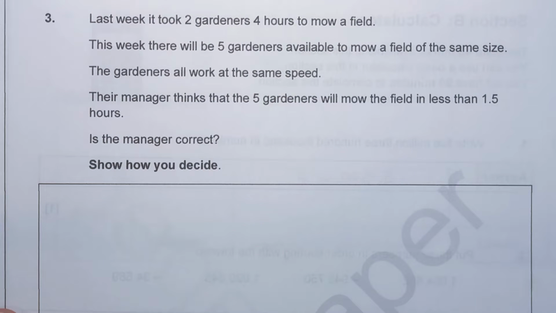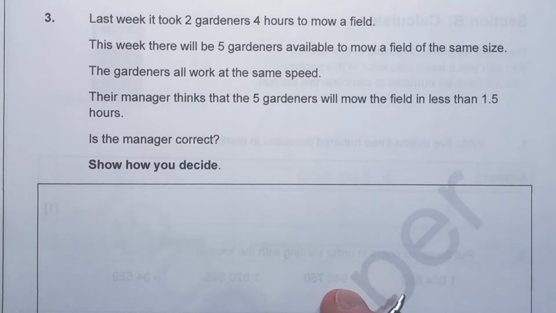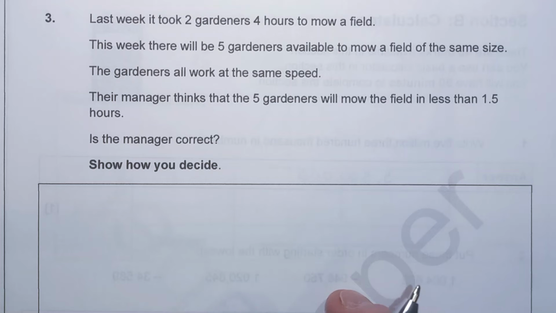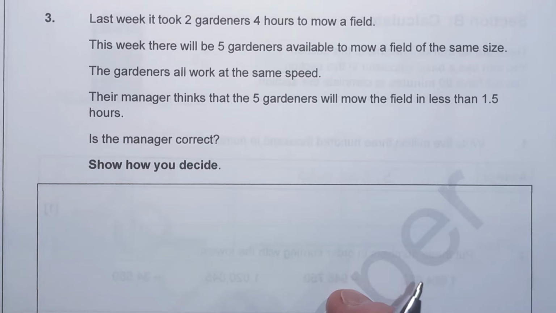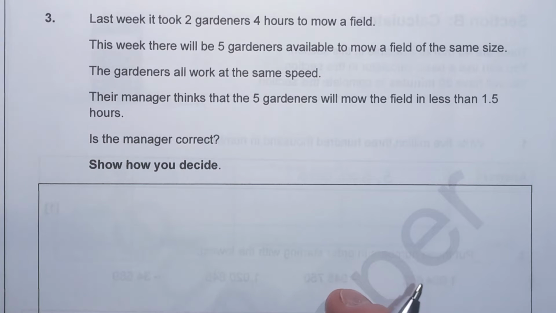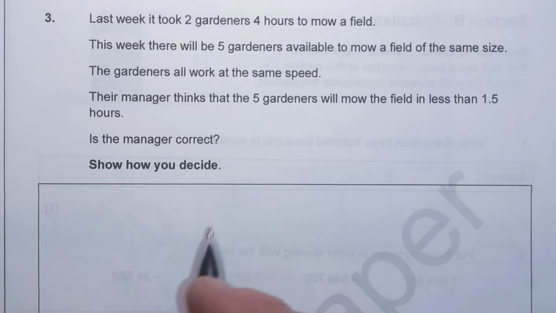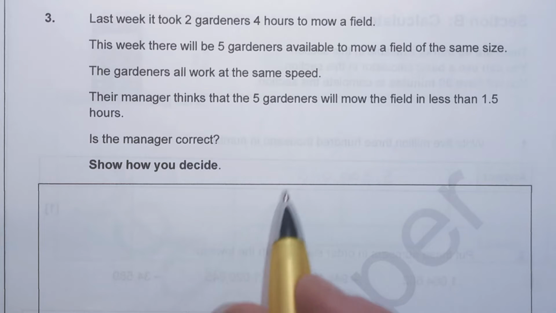Question 3. Last week it took 2 gardeners 4 hours to mow a field. This week there will be 5 gardeners available to mow a field of the same size. The gardeners all work at the same speed. The manager thinks that the 5 gardeners will mow the field in less than 1.5 hours. Is the manager correct?